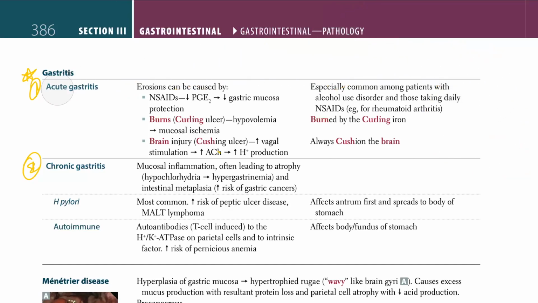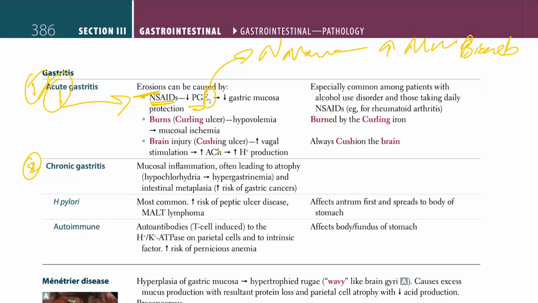So here we are talking about erosion only. What are the things that cause acute gastritis? Very important: NSAIDs. When you give NSAIDs, you have a decrease in prostaglandin E2. Normally, prostaglandin increases your mucus and bicarb production. Second, it increases the blood flow so that whatever acid remains can go into the blood. Third, it decreases the acid production itself. So when you knock out your prostaglandins, you get decreased gastric mucosal protection. That's NSAIDs.